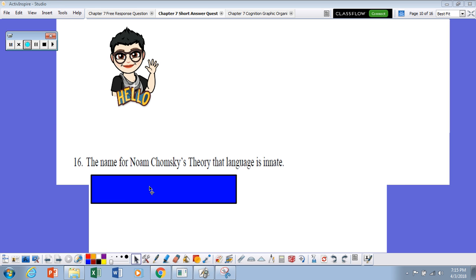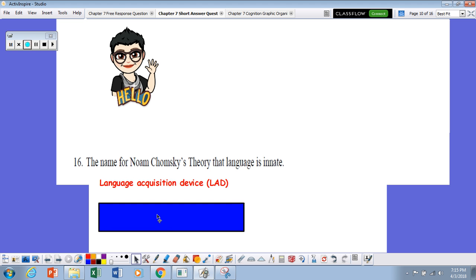Take a look at number 16. The name for Noam Chomsky's theory that language is innate is known as the Language Acquisition Device, or LAD.